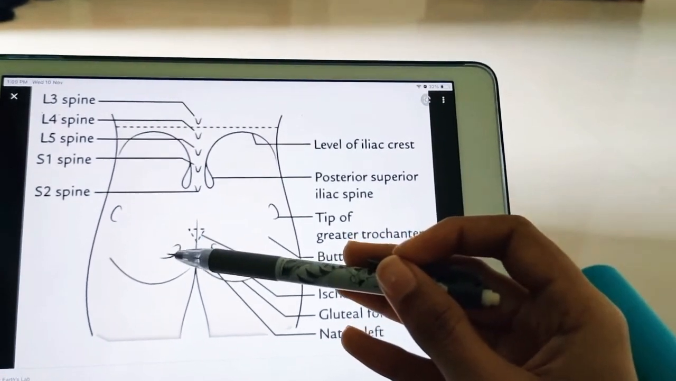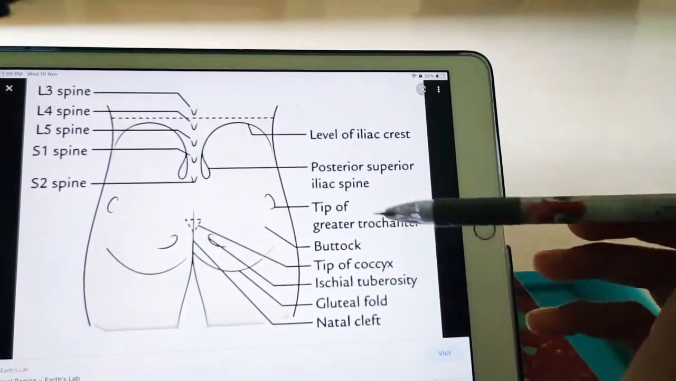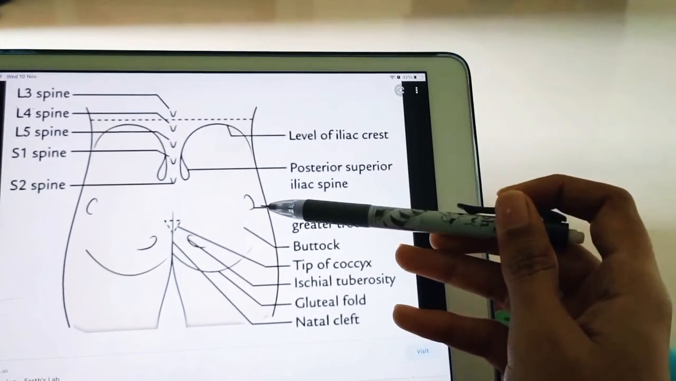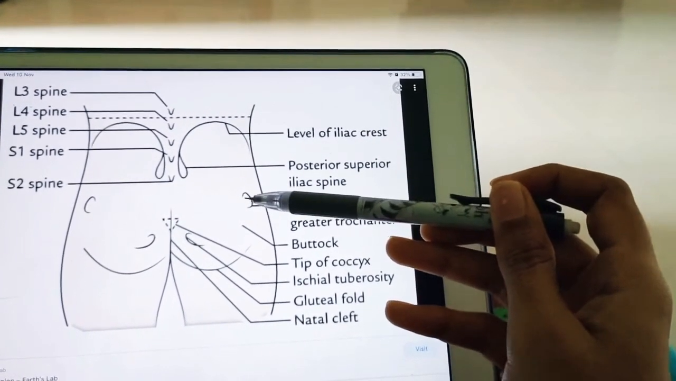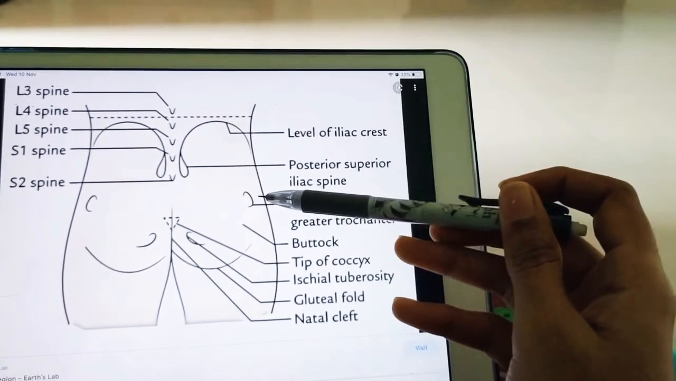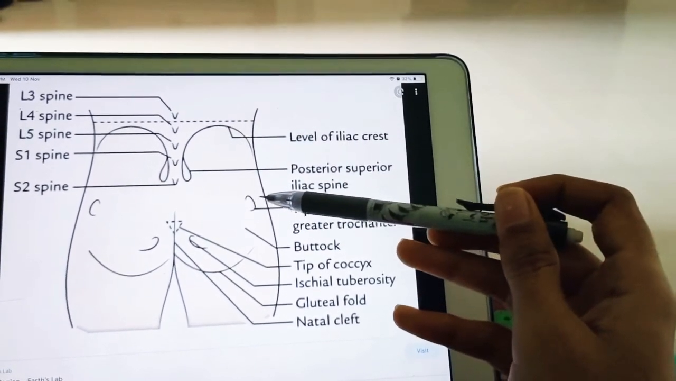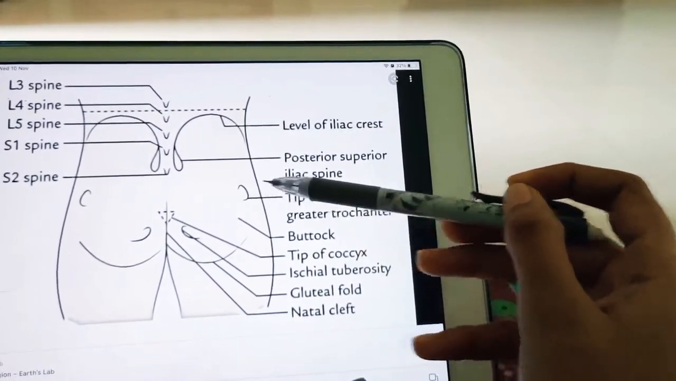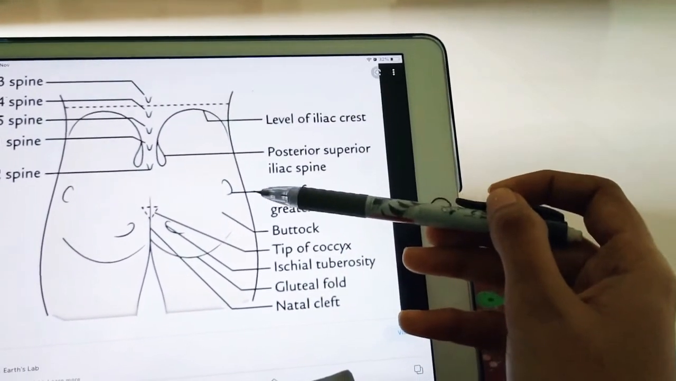Okay, and next, coming to the greater trochanter of the femur. This is the tip of the greater trochanter of the femur. It is a bony prominence situated in front of the hollow on the side of the hip, about a hand breadth below the tubercle of the iliac crest. So this is the iliac crest, and just below it you can see the tip of the greater trochanter.